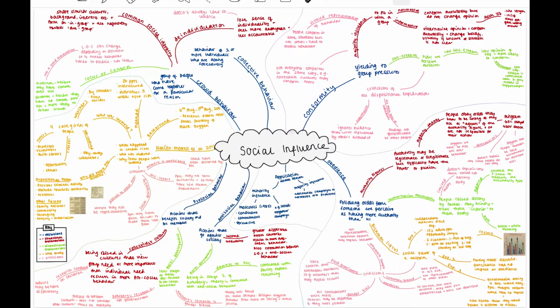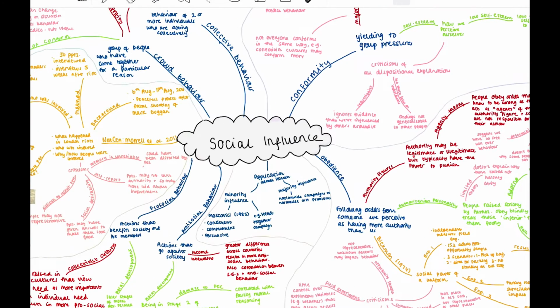Today I'm going to talk you through the social influence topic. This is a really brief overview of everything that's within the topic. It hits your AO1, so your descriptions, and also your AO3, so evaluating each different concept. It doesn't, however, touch on AO2.